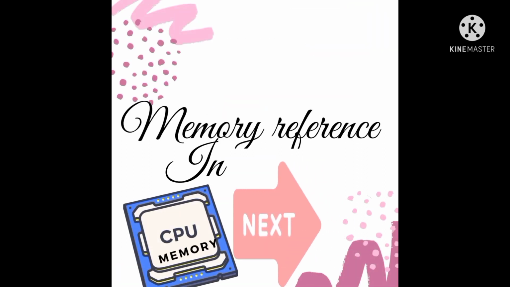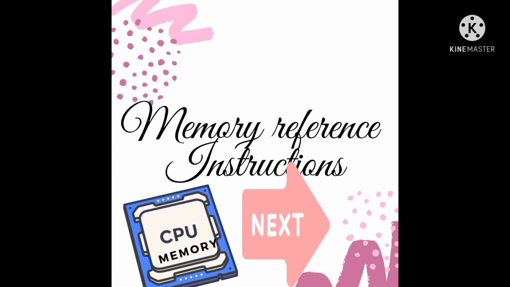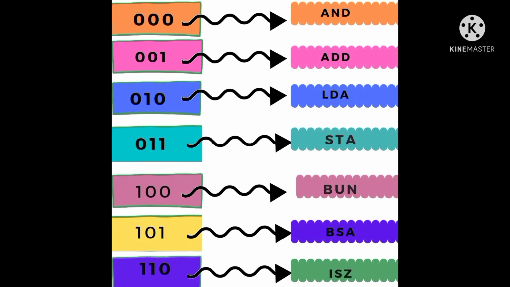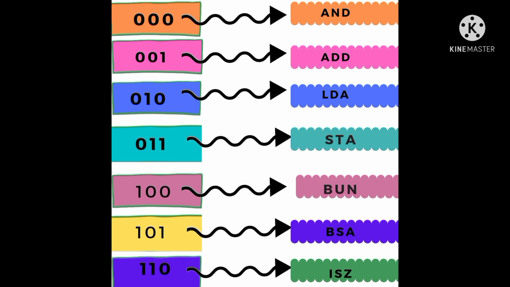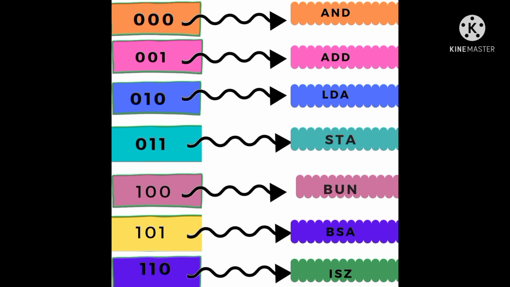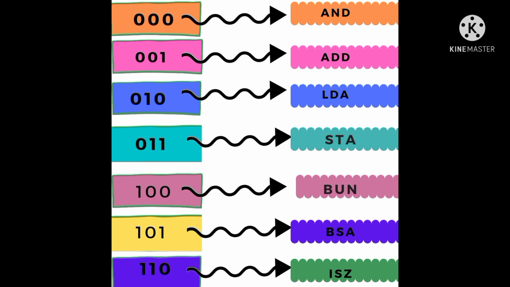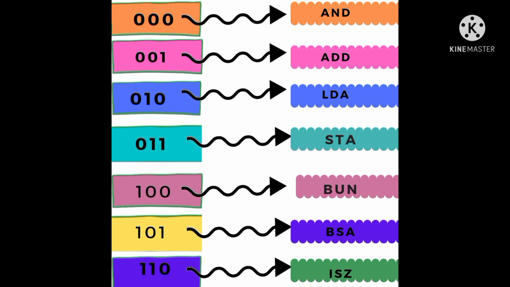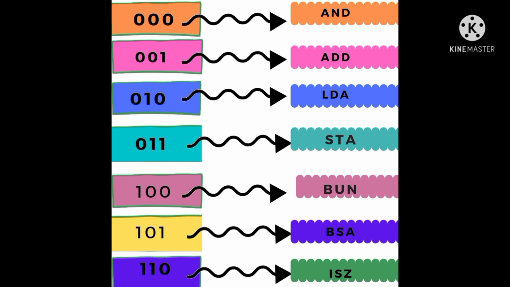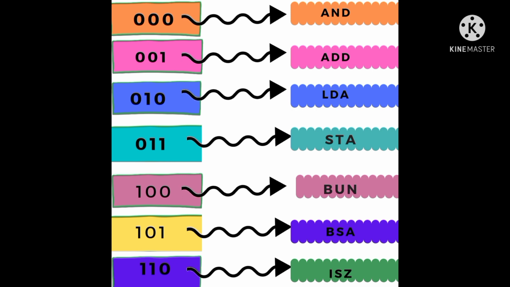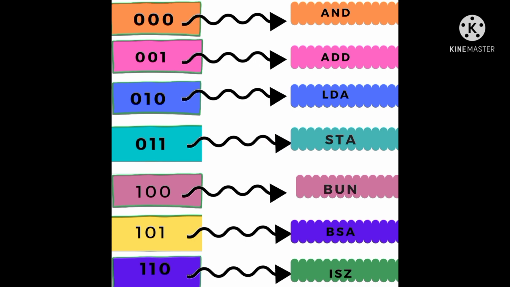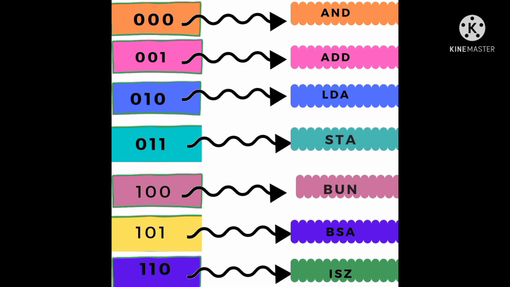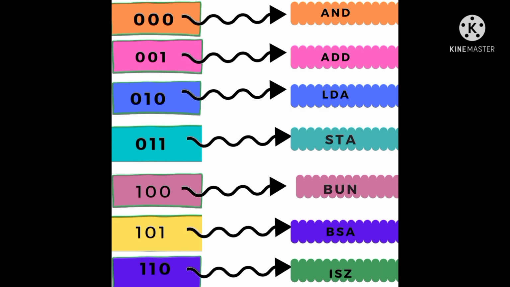There are around 7 memory reference instructions. The AND operation is indicated by the opcode 000. Add operation is indicated by opcode 001. Load operation by 010. Store operation by 011. Branch unconditionally by 100. And branch and save return address by 101. Increment and skip if 0 by 110. These are the 7 different types of memory reference instructions.